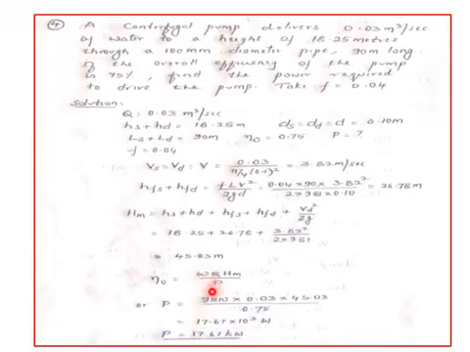Here the specific weight of water is 9810 Newton per meter cube. This is meter cube per second. This is in meters. So you get the answer in watts.